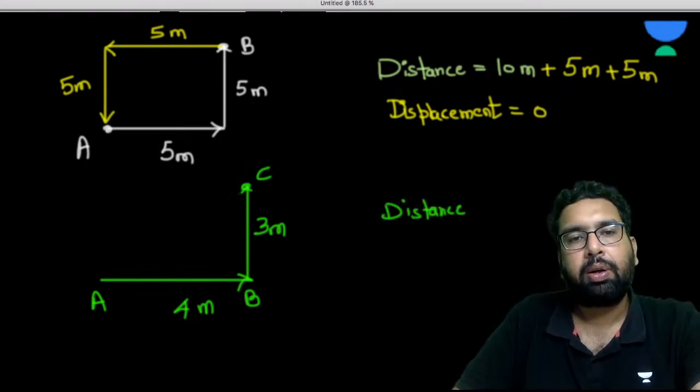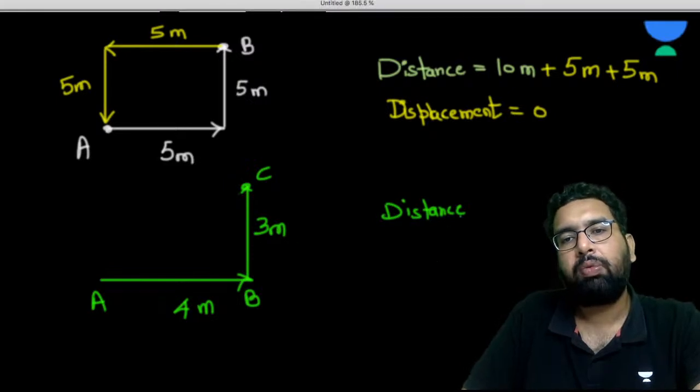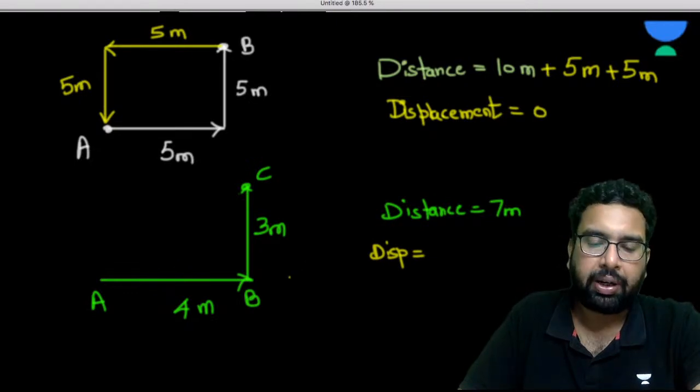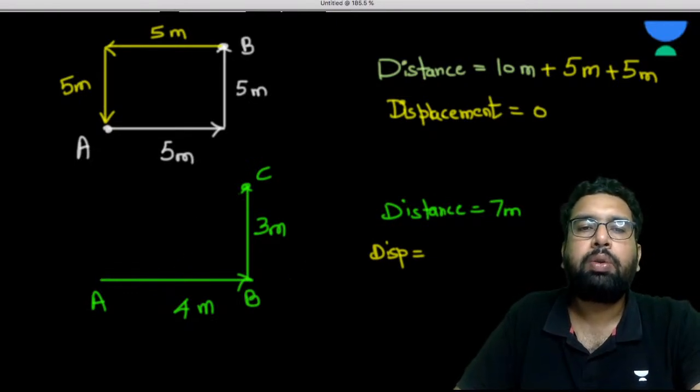Can you tell me what is going to be the distance here? So the distance is obviously 4 plus 3, that is 7 meter. But what is going to be the displacement? So displacement is going to be the shortest distance between A to C. And what is going to be the shortest distance?